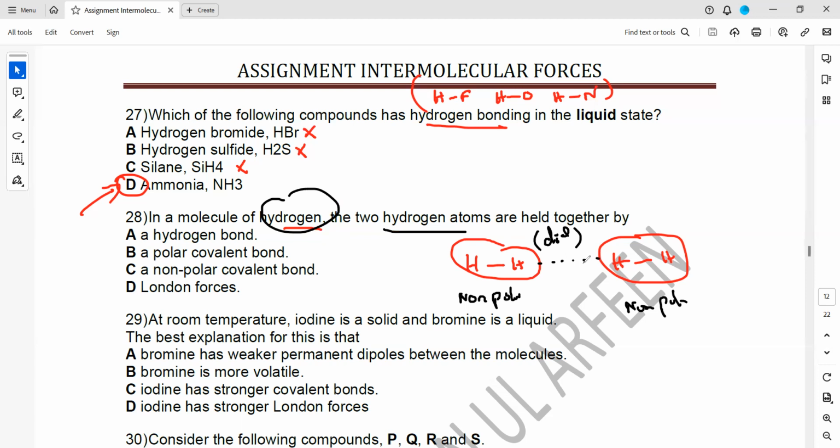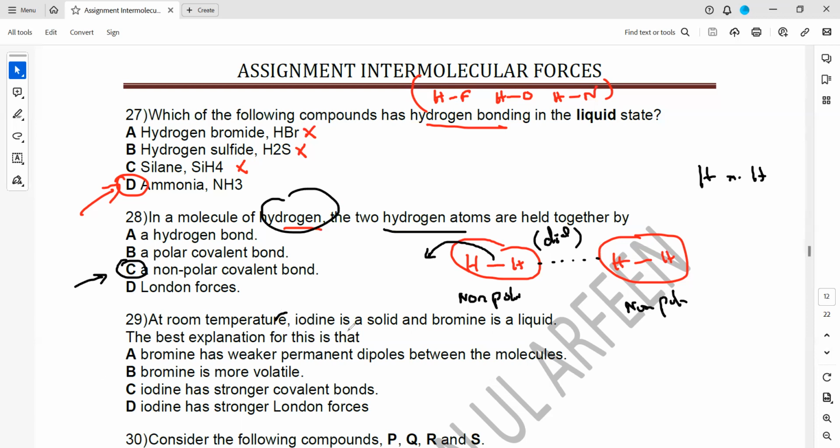So between the molecules, it is dipole induced dipole. But as I asked, in a molecule of hydrogen, two hydrogen atoms, how are they held together? They are held together by a non-polar covalent bond. So intramolecular is non-polar because there's no uneven distribution. It's evenly distributed. If the same question was asked between the molecules, then it would be London forces.